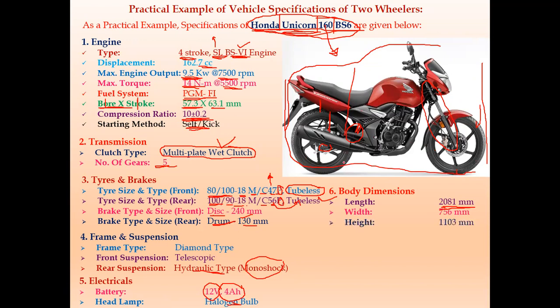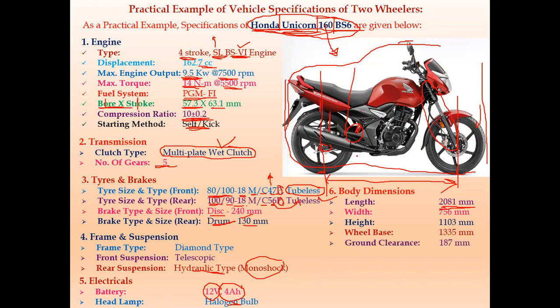Next, height. From the lowest point to the highest point, that is called the height. The height is 1103 mm. Next, we have wheelbase. The center distance between the front wheel and the rear wheel is called the wheelbase. That wheelbase is 1335 mm.